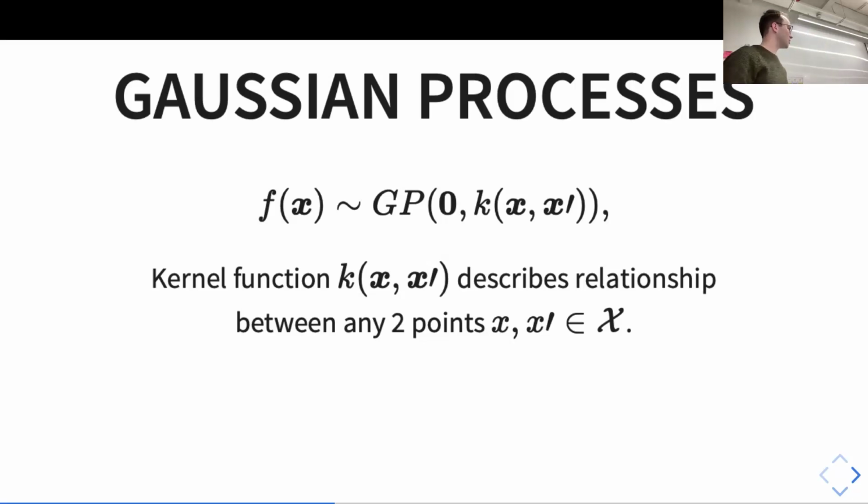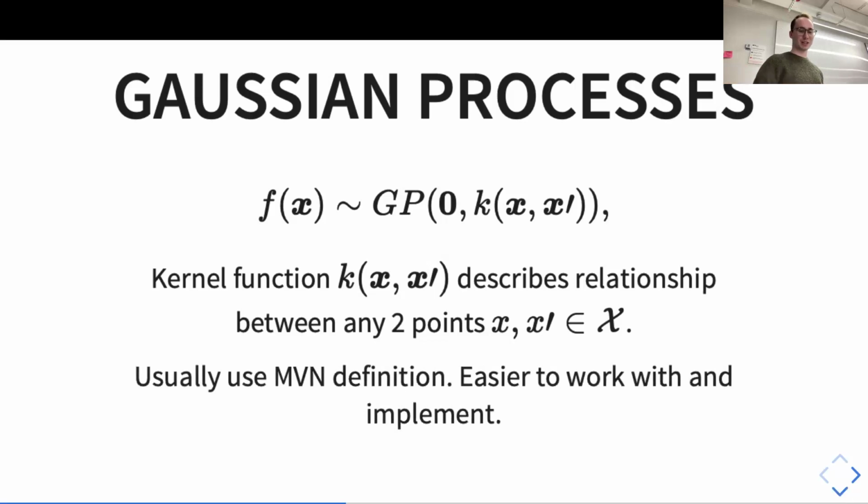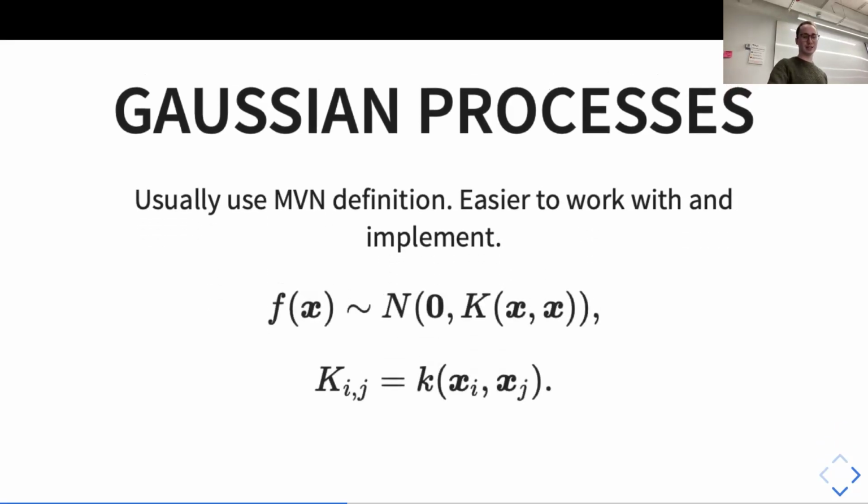The k describes the covariance term, and that is how 2 points in space are related to each other. We get to choose that covariance kernel, that function. There are certain rules it has to follow, but that's not particularly important for this talk. What is important is that actually dealing with Gaussian processes in this form is a little bit difficult, especially when you're trying to implement them in computers. So what we're actually going to do is change the definition, and we're just going to work with a multivariate normal form because it's much easier.